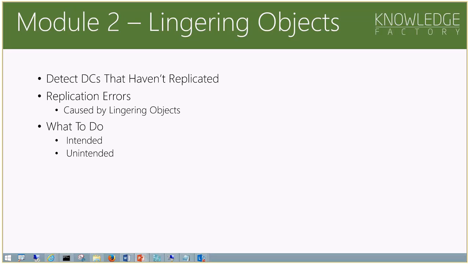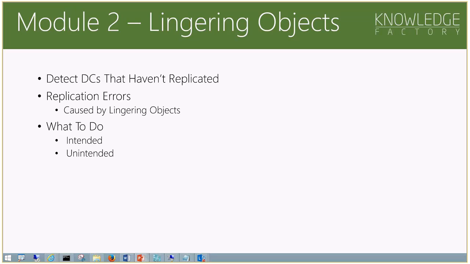When the replication is stopped, you have an NTDS Replication event 1988 that is written to the DS log on the inbound domain controller. You can also use repadmin /showrepl, which will show that the lingering object is being sent.